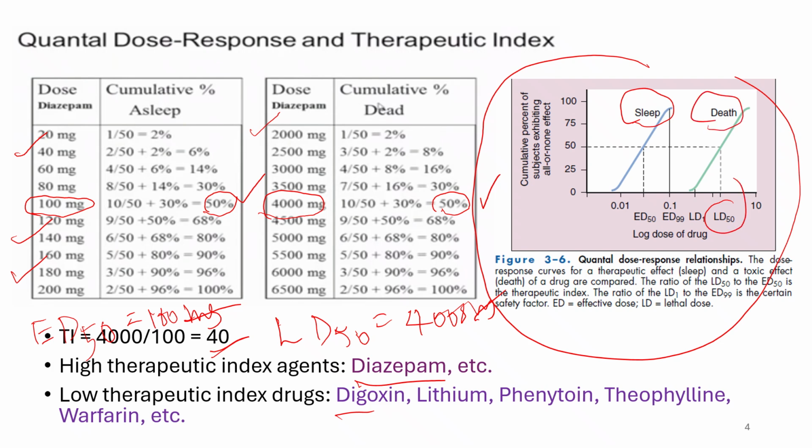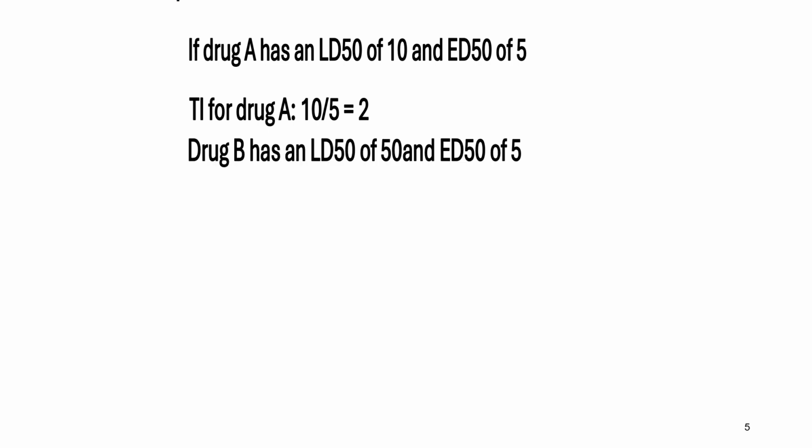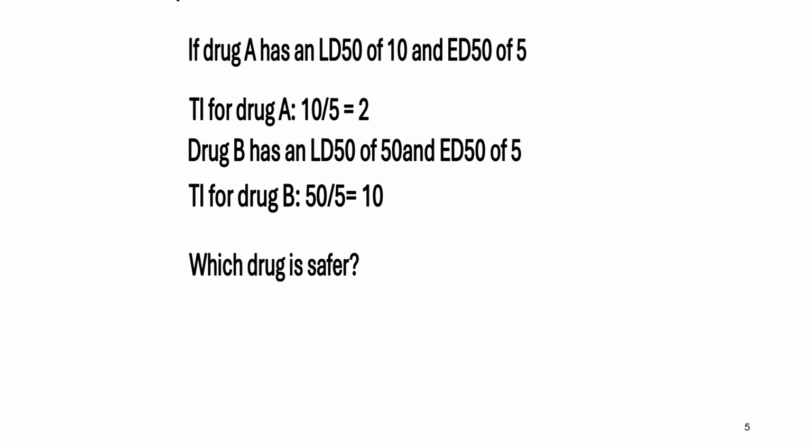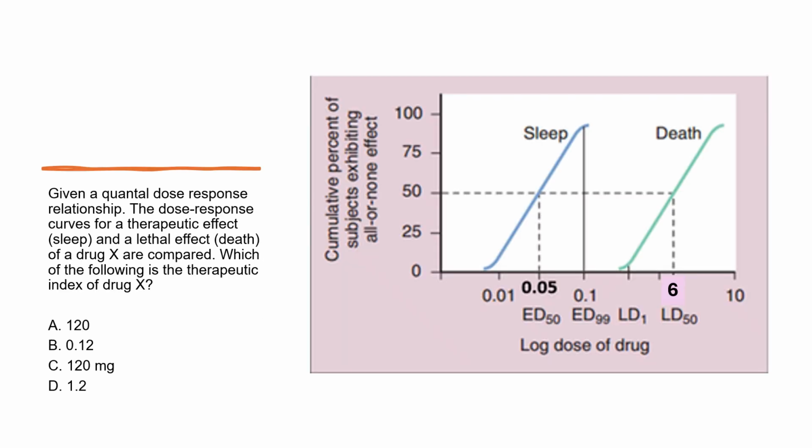In the dose response curve, you can see the ED50 for the therapeutic effect and the ED50 for the lethal effect. And if you have some examples, drug A has an LD50 of 10 and an ED50 of 5, so the therapeutic index is 2 for drug A. Whereas drug B has an LD50 of 50 and an ED50 of 5, so the therapeutic index for drug B is 10. So which drug is safer here? The drug with the higher therapeutic index, so drug B is safer than drug A.